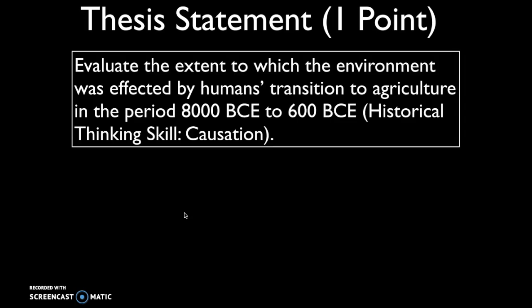So, for example, if the prompt is evaluate the extent to which the environment was affected by humans' transition to agriculture, you can't just say the environment was affected by humans' transition to agriculture in a variety of ways. You have to then go on to specify.